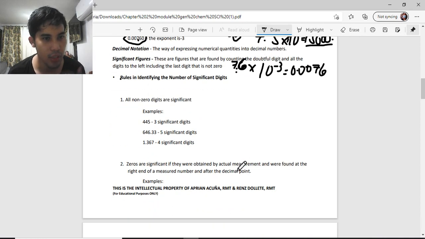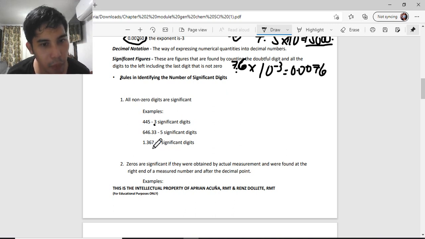First rule: all non-zeros are significant. Therefore, digits from 1 to 9. You are given here 4, 4, 5. That is 3 significant digits. Your 646.33 has 5.